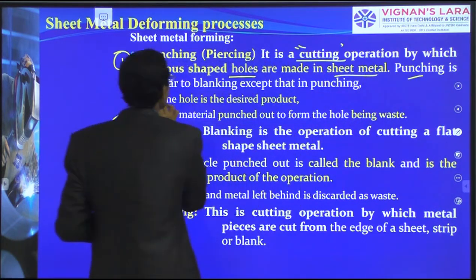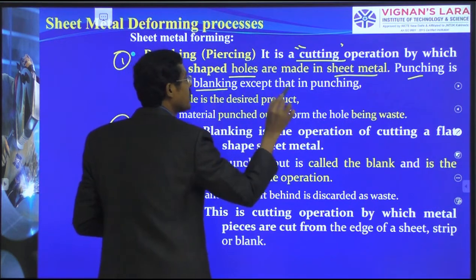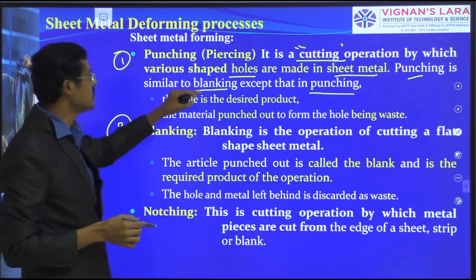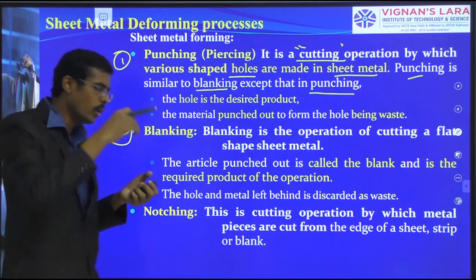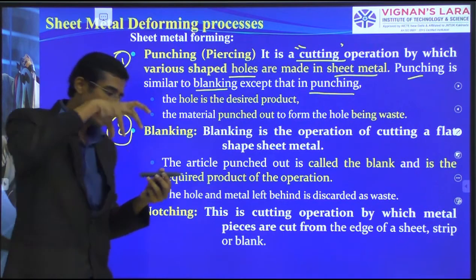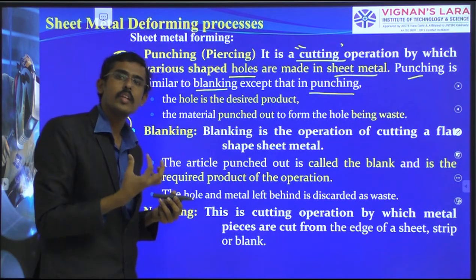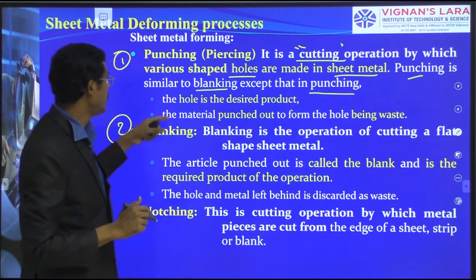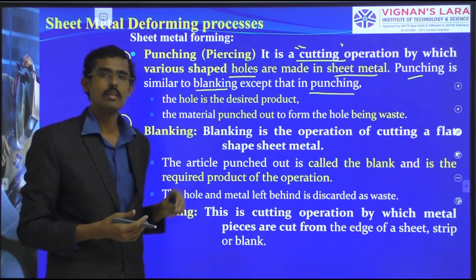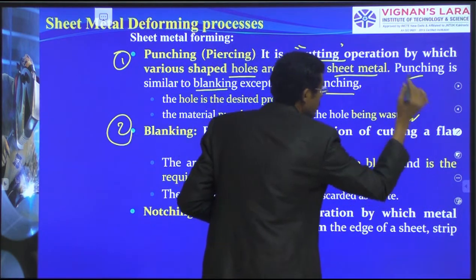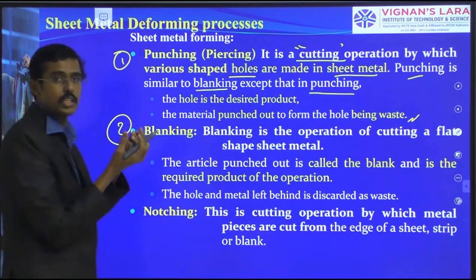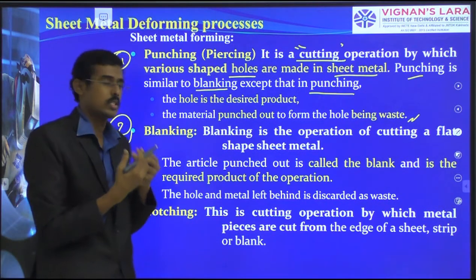Punching is similar to blanking, except that it is in the punching mode. The hole is the desired product. The hole is punched, the piercing or punching, what we are punching, that is going to be the desired product. The material punched out to form a hole is being wasted. So what is punched, that is going to be the part here. It is going to be the product, not a waste.